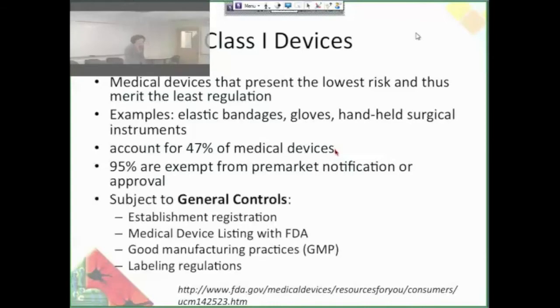And they're all subject to general controls. So they will have to register with the FDA that they are making a class 1 medical device. They have to list their medical device with the FDA so that the FDA can kind of keep tabs on it. The FDA will inspect their facilities and make sure they're following GMP, and they're subject to labeling regulations. But other than that, they don't really have to deal with the FDA that much, and they don't have to submit any heavy package.